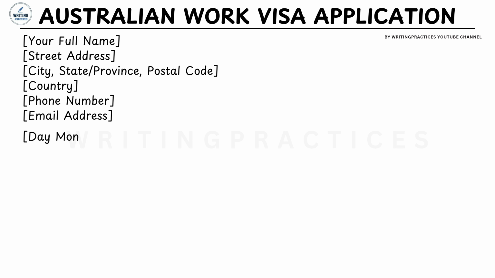Date. Write the date using the Australian format, which is day, month, year. Example, 11th May 2026. Immigration officers may compare this with your employment start date and supporting documents.